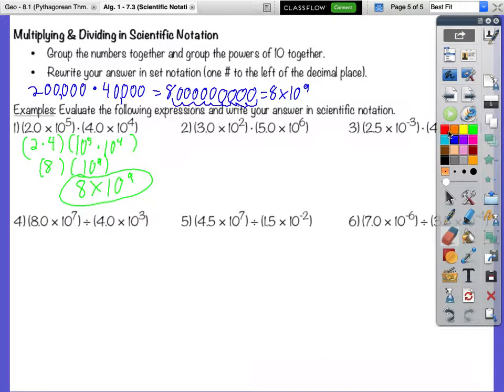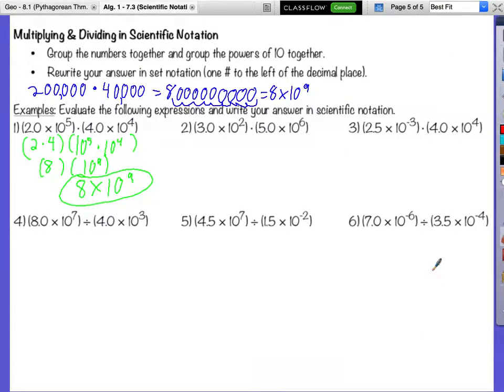We're going to try the same thing with the second one now. 3.0 times 10 to the second, is that scientific notation? 5.0 times 10 to the 6th, is this scientific notation? And what operation are these two different parentheses doing with each other? Multiplying. So what are we going to group together in the first parenthesis? The normal numbers, which are 3 and 5. Very good. 3 times 5 in one parenthesis. What's going to go in the other parenthesis here?